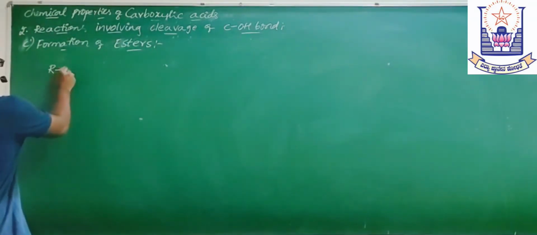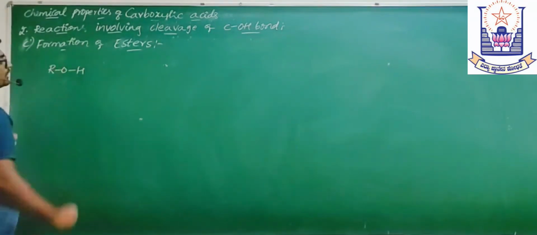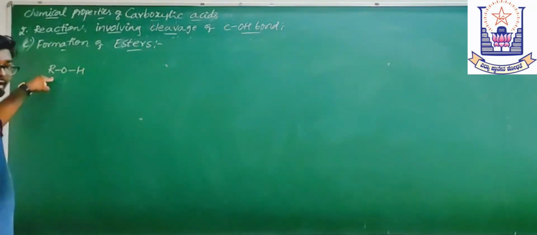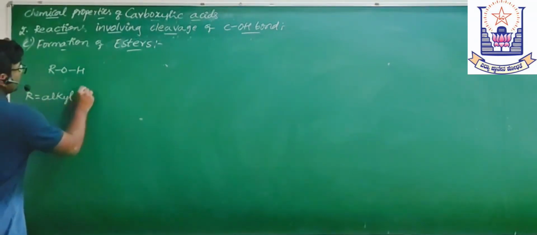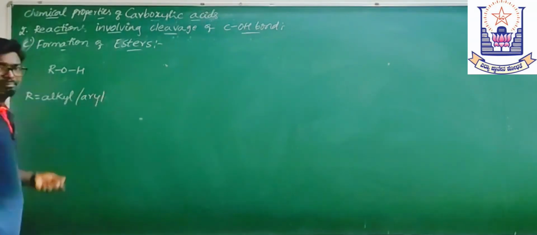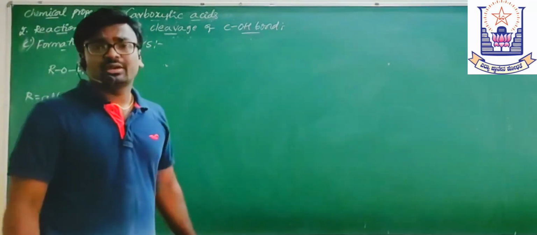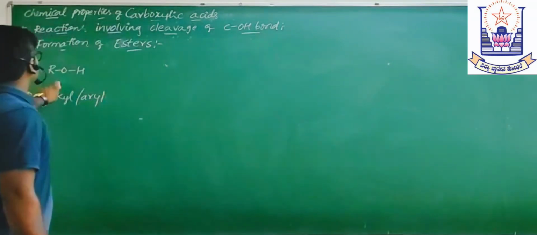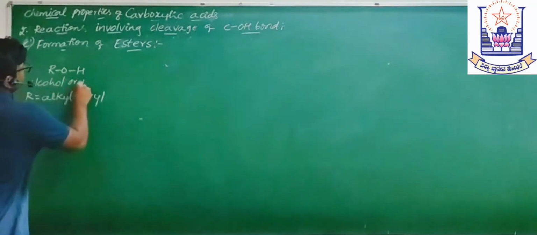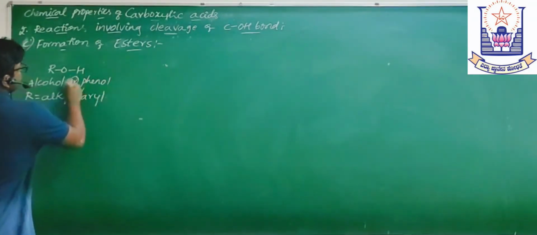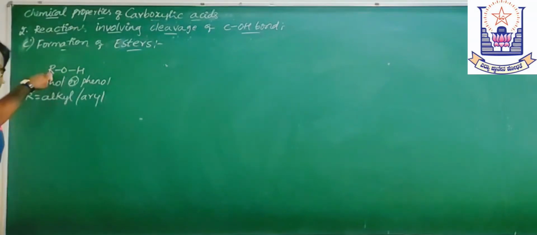When alcohol or phenol, means here you may take R as alkyl or aryl. Aryl is benzene ring. Okay, this is also called as phenyl. It may be an alcohol or phenol. When you put R as alkyl groups, means CH3, C2H5 like that, it will be alcohol. When you take R as a benzene ring, that is C6H5, this will be a phenol.